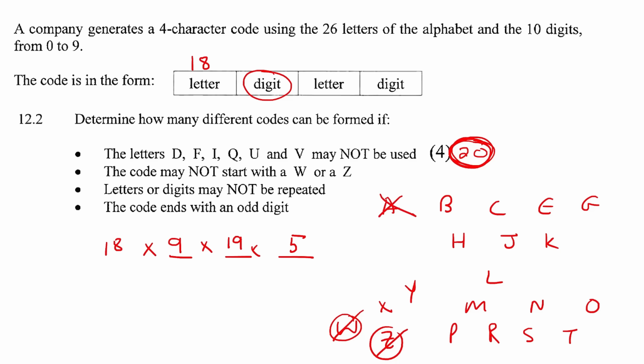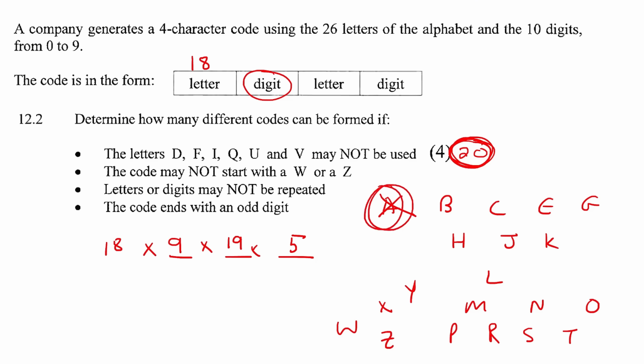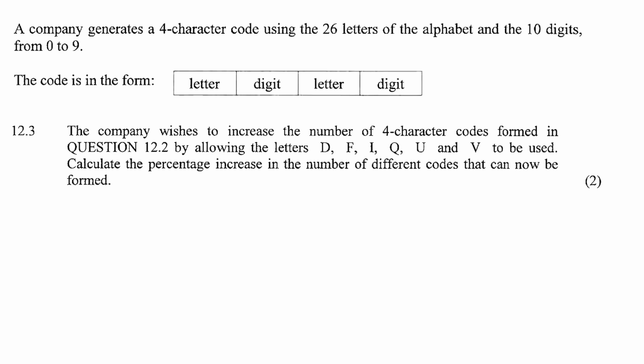So let's say the A is now chosen. The W and the Z are available again for this one over here. Out of these 20 letters, only the A has been used up, and so we still have 19 options available. Now we can multiply all of this together, and that's going to give us 15,390.